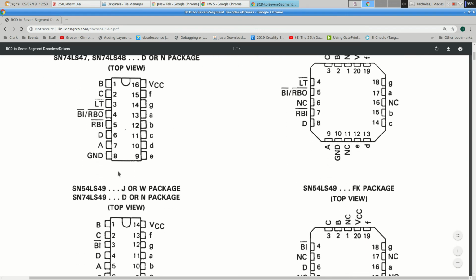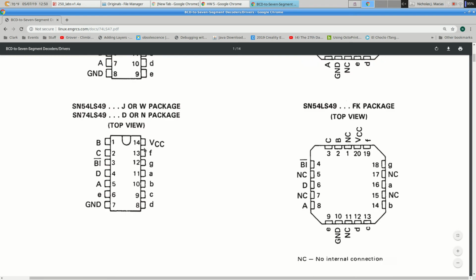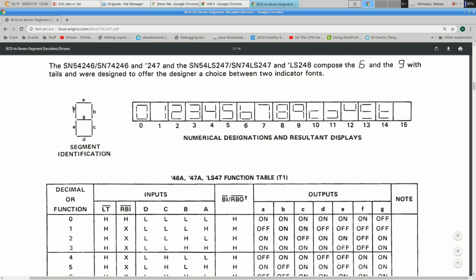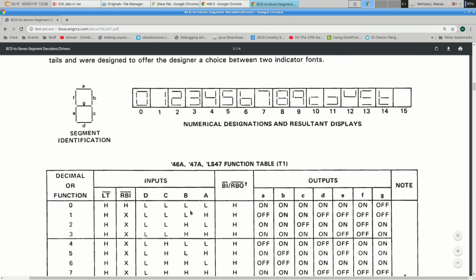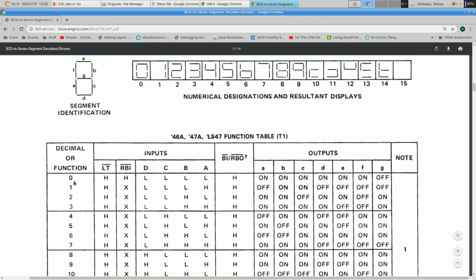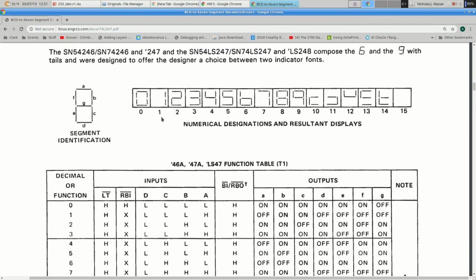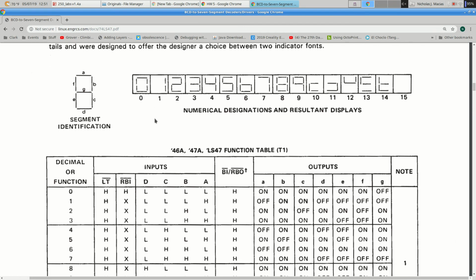So the 47 is this package up here. Basically, you've got 4 inputs, A, B, C, D, and 7 outputs, A through G. And those 7 outputs correspond to the 7 segments, and based on the inputs A, B, C, D, it will display one of these numbers, or one of these symbols if your number is bigger than 9. So which LEDs do you light up in order to display a particular 3-bit number? You don't have to worry about it. That's what this chip will do for you.